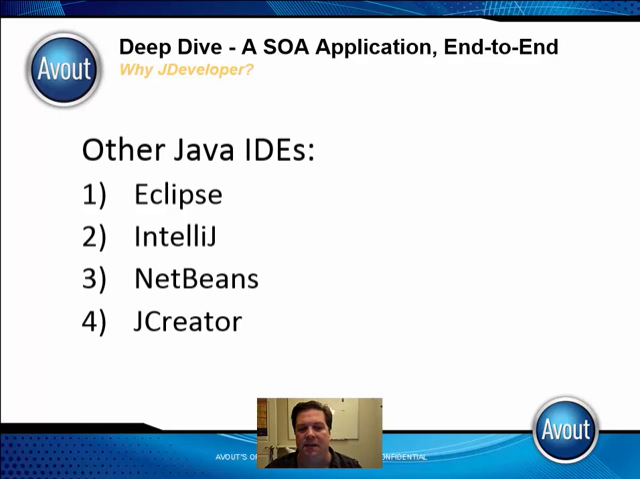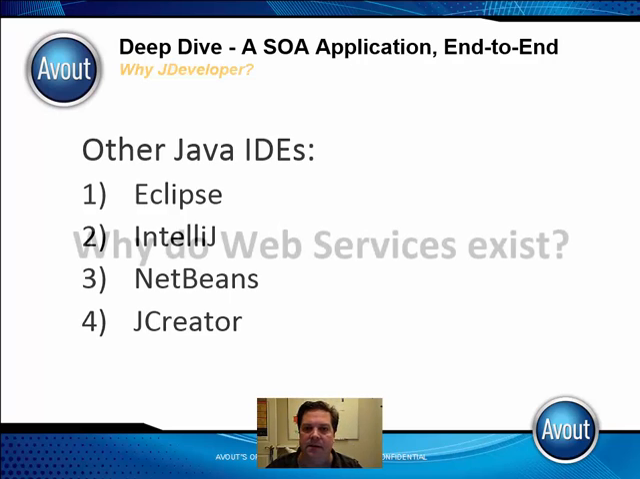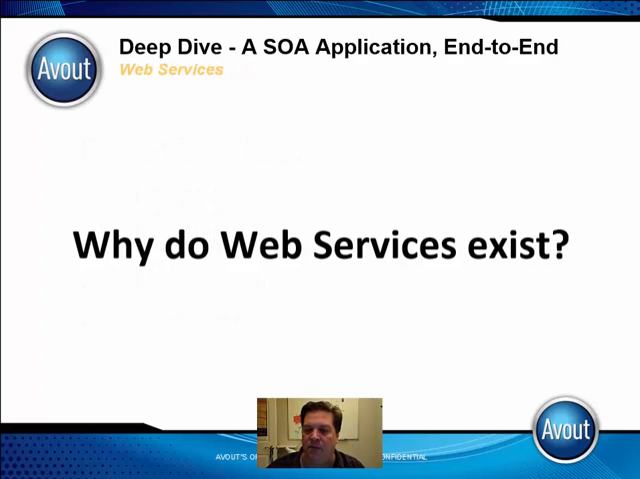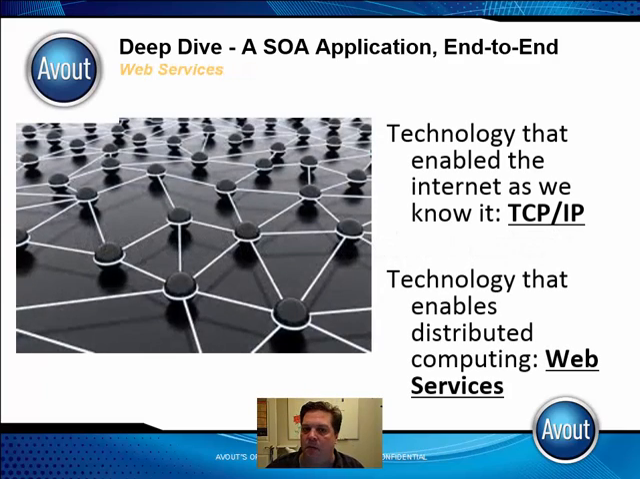Why do web services exist? Well, the technology that allowed the internet to happen is TCP/IP. TCP/IP allows computers with heterogeneous operating systems and networking systems to all communicate with each other, and that's what really made the World Wide Web explode: the protocol that allows all of these different types of computers to communicate with each other. The technology that enables distributed computing is web services, and we've talked a little bit about what web services are at this point.